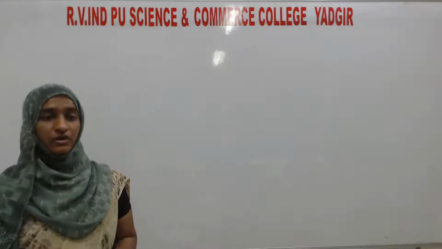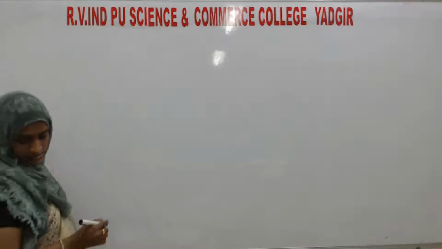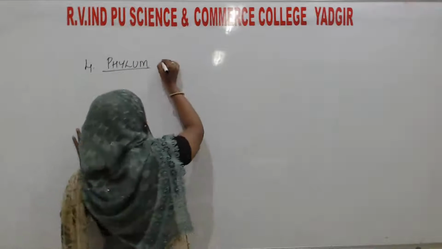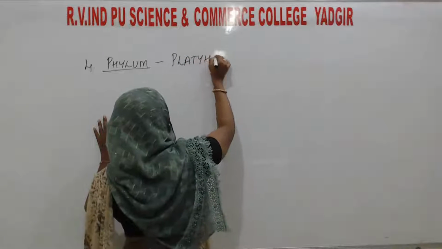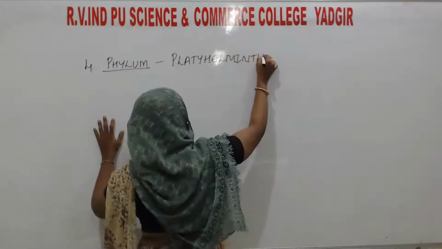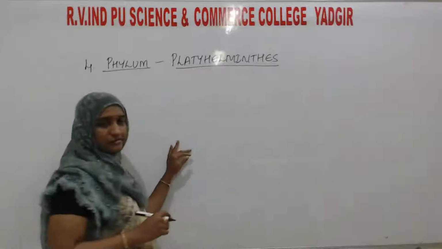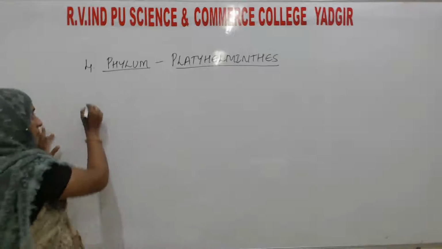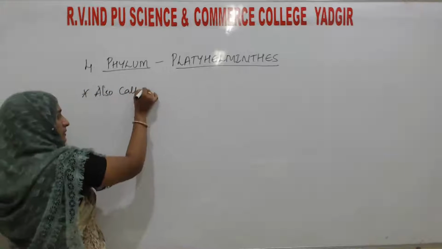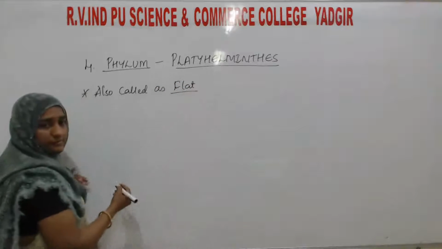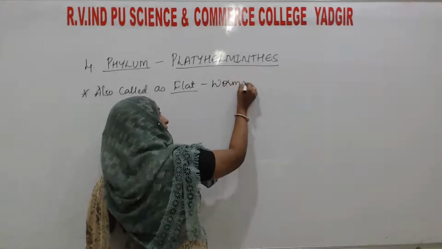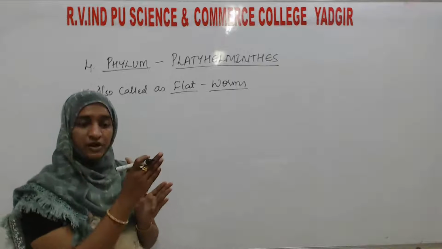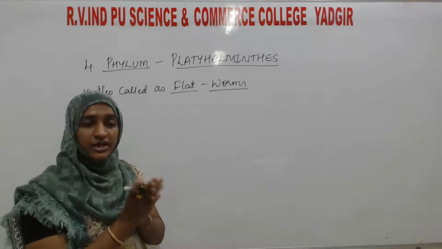Next phylum, that is the phylum number 4, the phylum Platyhelminthes. They are also called the flatworms. Why can we call them flatworms? Because their body is dorso-ventrally flattened, just paper-like. From the dorsal as well as from the ventral, from both sides, it is totally flattened.